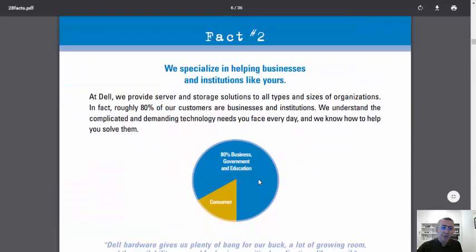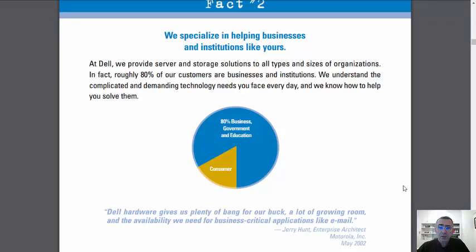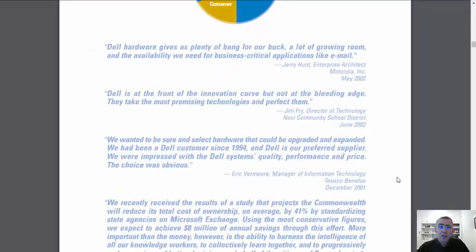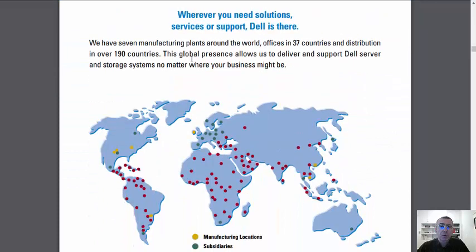Business, government, and education, and consumers. Why I thought I would show you this is because, again, look at our chapter. We're talking about the types of consumers, and in this case, I wanted to show you that 80% of their consumers are businesses and institutions, and that's what keeps them afloat. Chaffey College almost exclusively has a Dell product. And then service and support throughout the world.